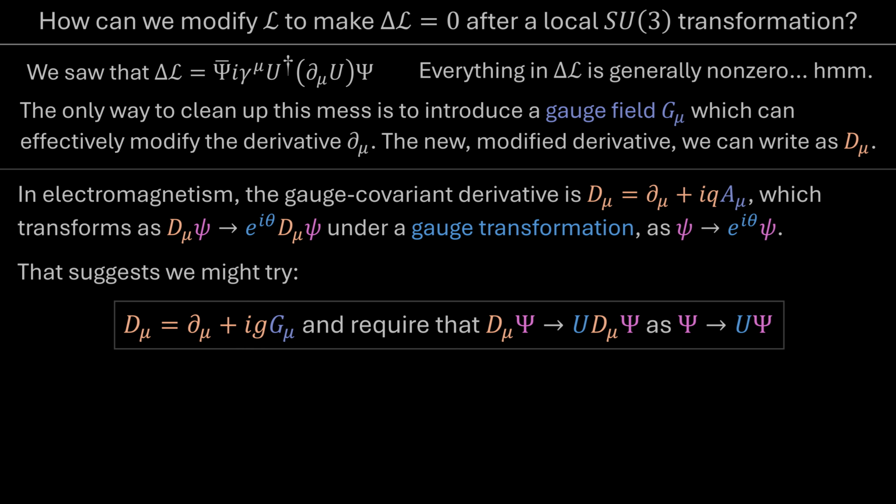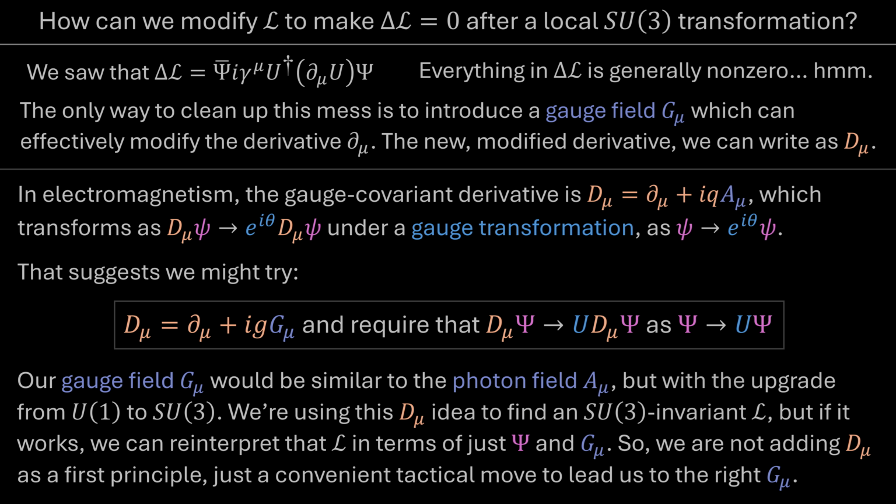Now, if we look at the equations that are in this box here, we have the definition of a gauge covariant derivative, which involves the partial derivative and a gauge field, and we know that from one gauge to another, we want our gauge covariant derivative to transform in a gauge covariant way, that is simply picking up a factor of U on the left as psi picks up a factor of U on the left.